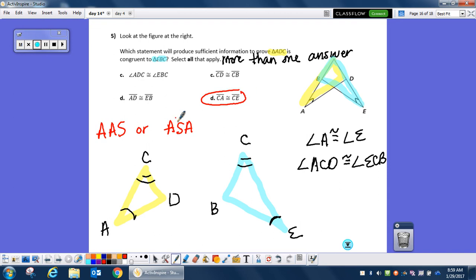Okay, so I used angle, side, angle. If I want to use angle, angle, side, I would need an angle and a side. So that would be segment CD congruent to segment CB. And then you could go the other way. You could go angle, side, which would be side AD congruent to side EB.